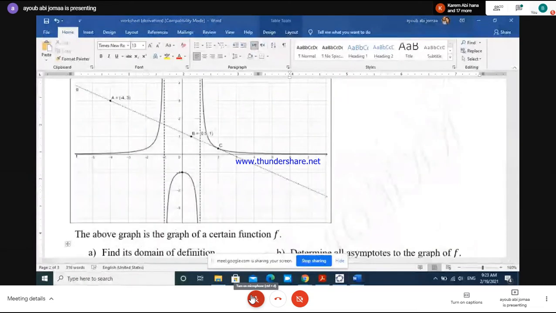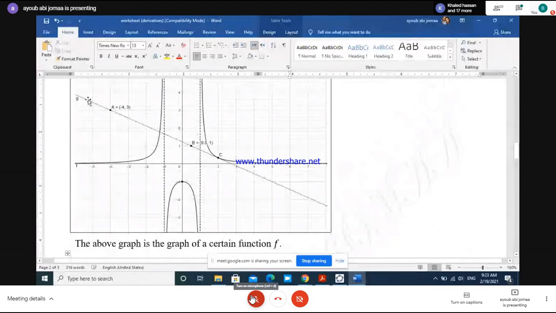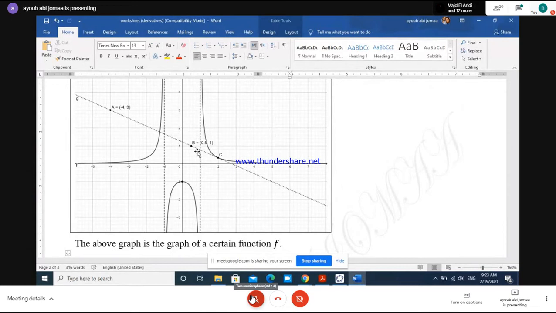Right. Can we say that this line is an oblique asymptote? This dotted line, is it an oblique asymptote?